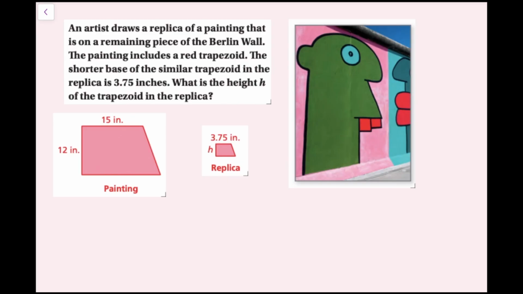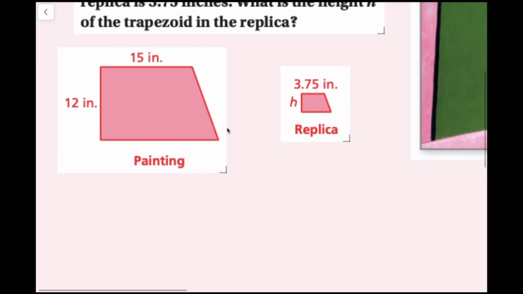Well, if you look at our two figures here, we know that they're similar, okay? So what I need to do to figure out my h is use the fact that similar figures have proportional side lengths. So notice that 3.75 inches corresponds to the 15 inches, okay? And then h corresponds to 12 inches. So what I'm going to do right now is write a proportion, okay?